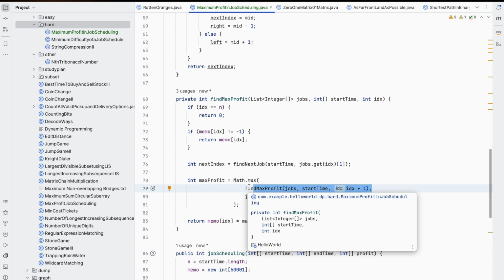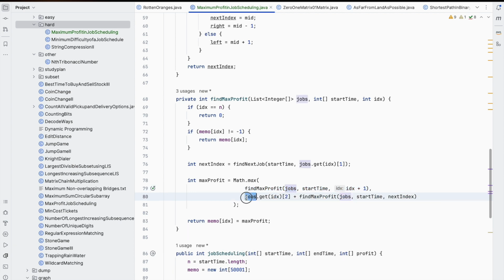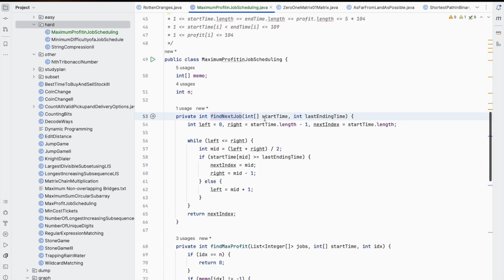If we consider the first job, the profit of the first job will be added to our answer, plus we have to start from the next index. Next index is the index of the first job which is not overlapping with the idx job. To figure out the next index, I'm using binary search. Find next job: we have the start time of every job and the last ending index, meaning our job is ending at this position. It means I have to find a value which is equal to or greater than this value. So for that I'm using binary search.